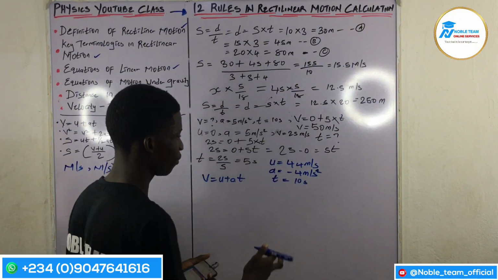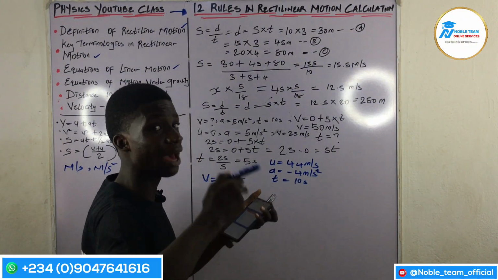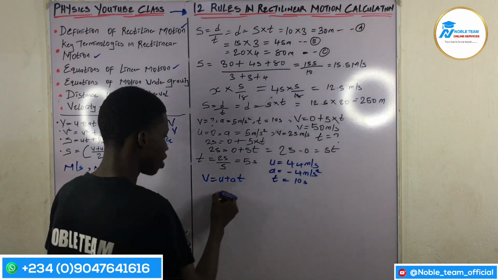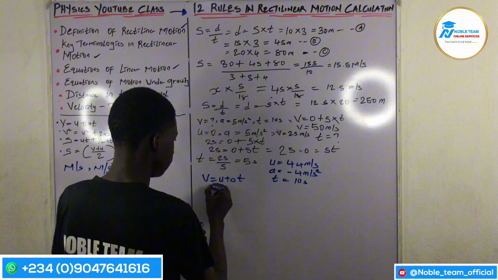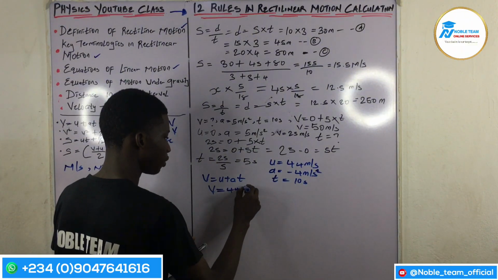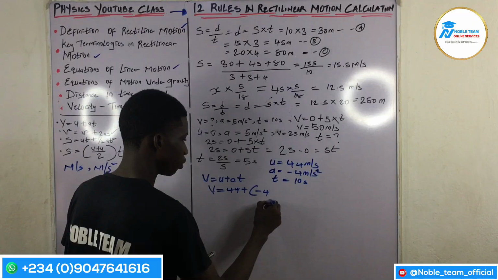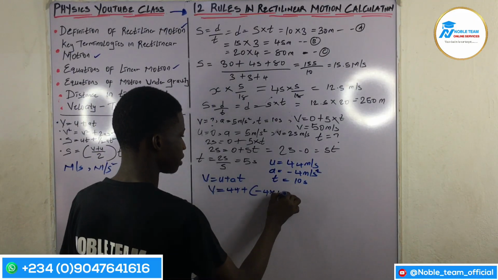We are solving for the final velocity, which is the velocity after 10 seconds. So our final velocity is v, we are solving for it. Our initial is what? 44. Then we have plus minus 4 multiplied by our t, which is 10.